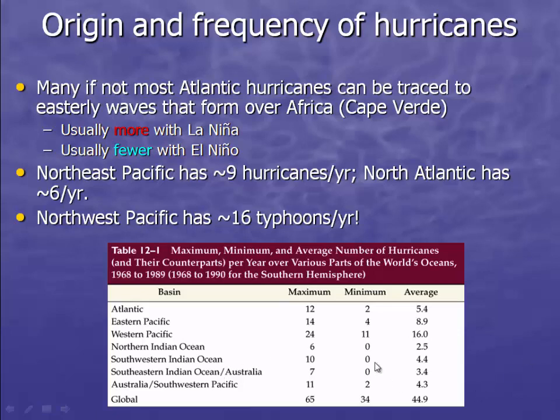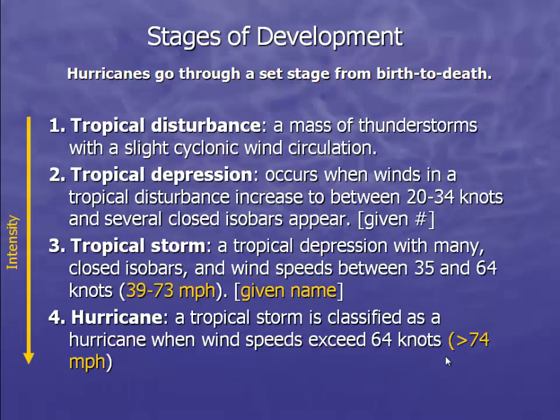The most active basin is the Western Pacific. Those are typhoons. On average, they experience about 16 typhoons every year. The Atlantic Basin typically has about 5 hurricanes per year, max being 12. We've had several maximum size hurricane seasons. 2005, again, had 26 named storms, 12 hurricanes, 4 of those being Category 5. Globally, we see an average of about 45 of these tropical cyclones every year.